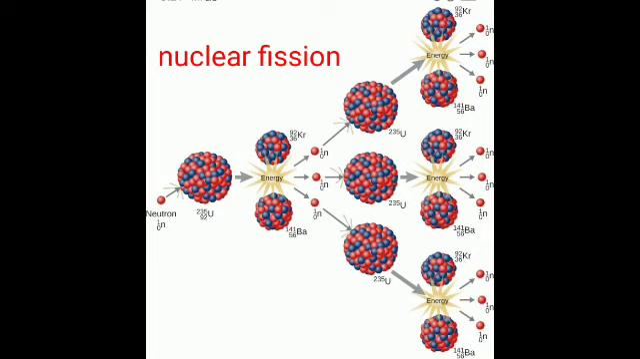Nuclear fission. The process of breaking the nucleus of a heavier atom into two smaller nuclei with the release of a large amount of energy is called nuclear fission. Nuclear fission means splitting of the nucleus. So this reaction is called a chain reaction. The atom bomb is an example of nuclear fission.